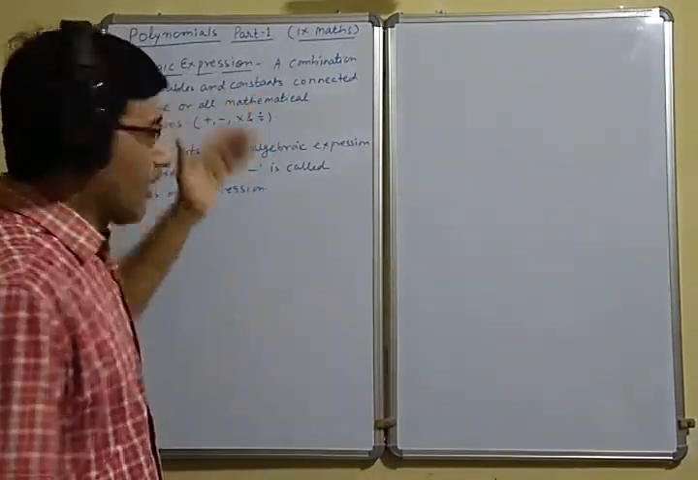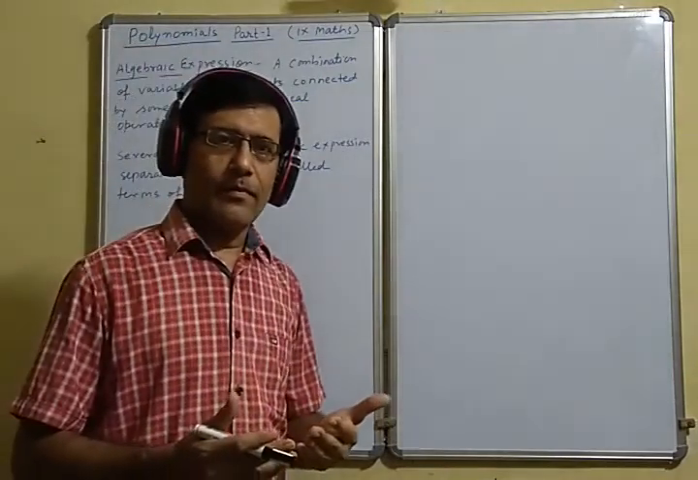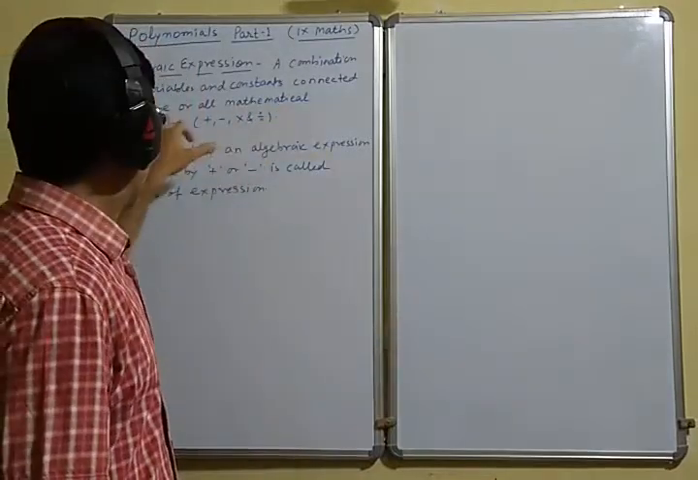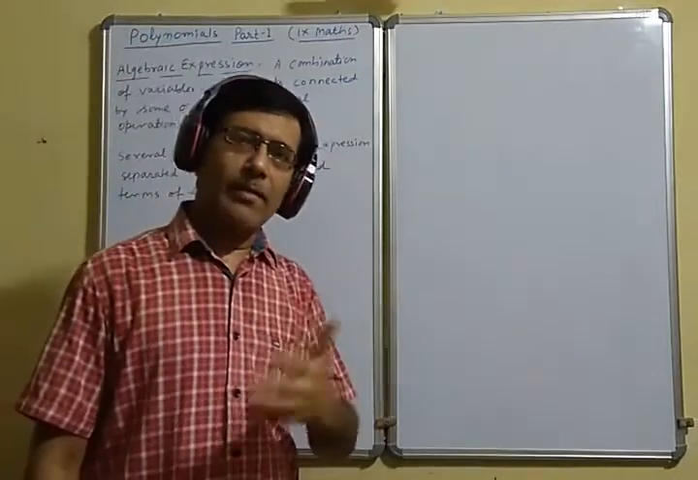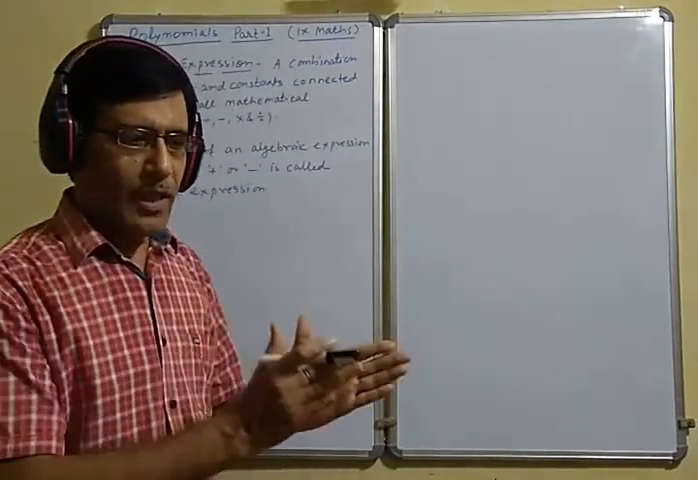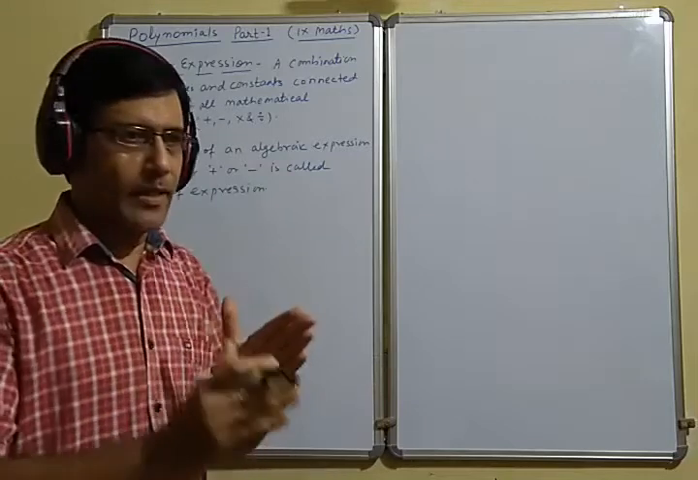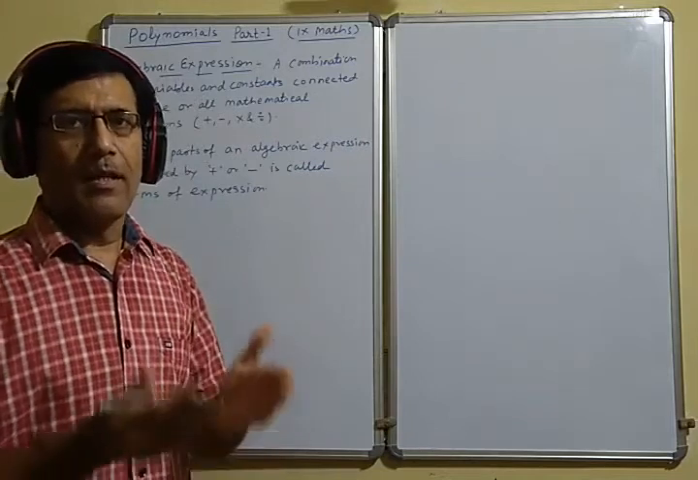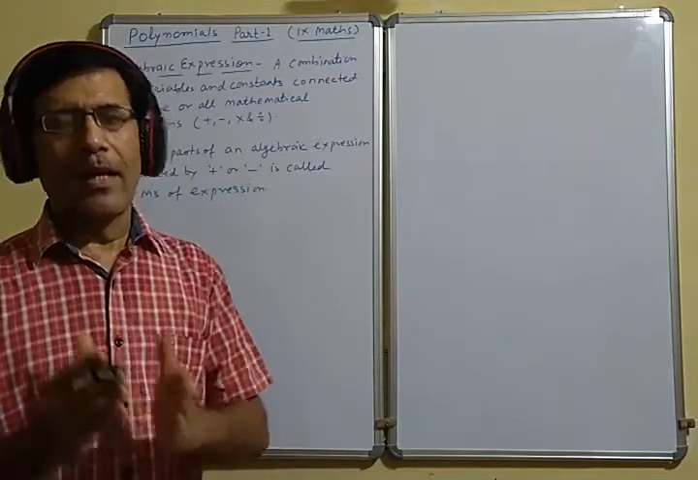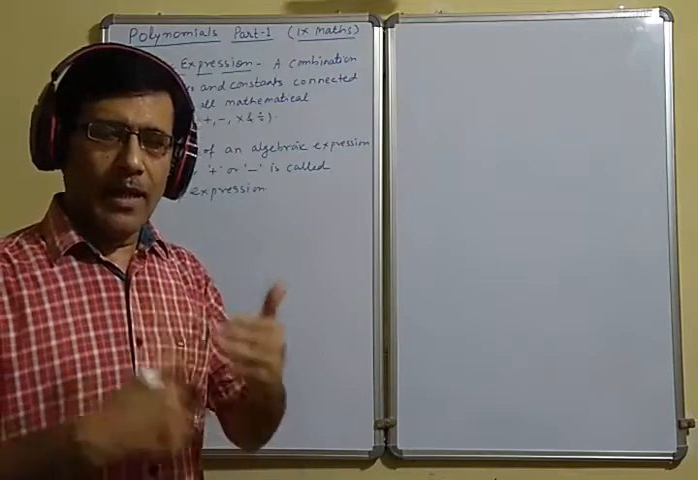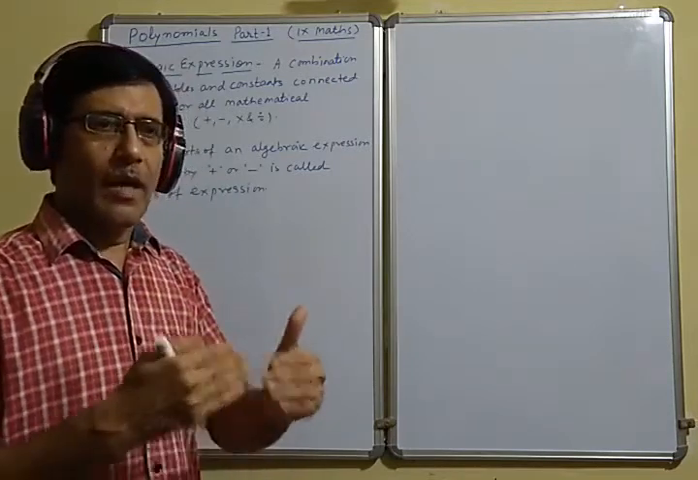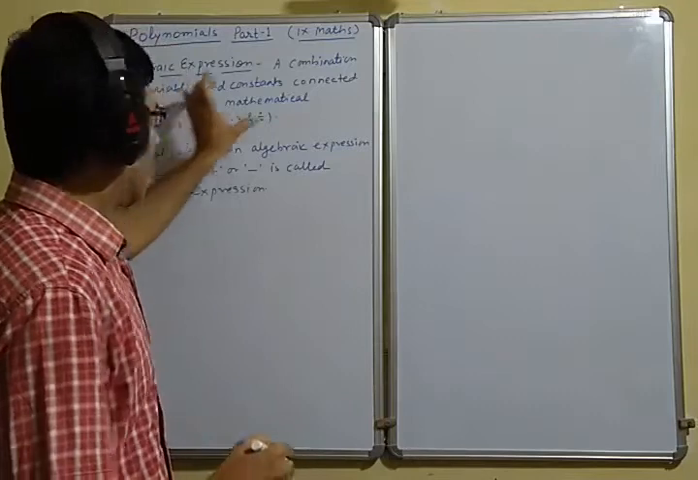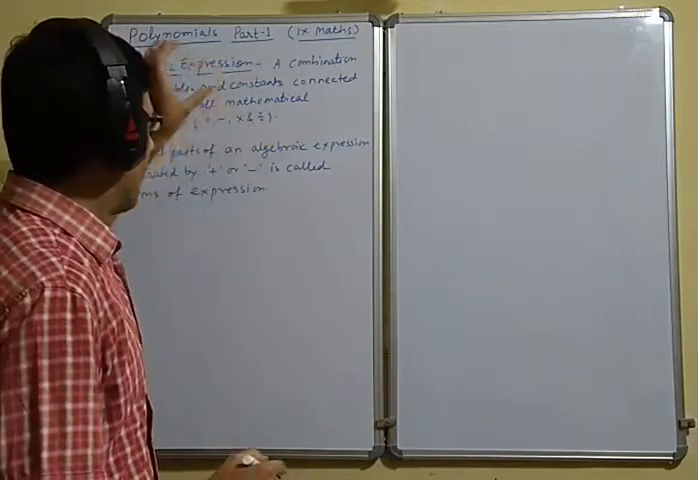A combination of variables and constants, connected with some or all mathematical operations, meaning plus, minus, multiply and divide. They are connected by any one or all of these operations. If they are connected, that is called an algebraic expression.